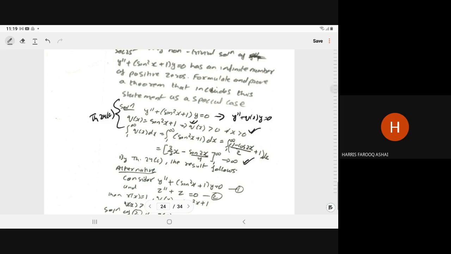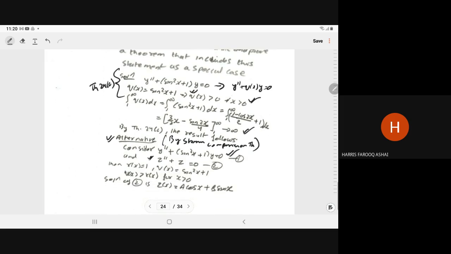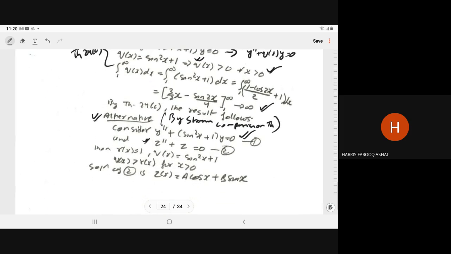And this can also be proved by the Sturm comparison theorem. Alternative way, by the Sturm comparison theorem. For that we have to take another equation. This is the given equation y double dash plus sine square x plus 1 y is equal to 0. For comparing, we are taking another equation, z double dash plus z is equal to 0. This is the very famous equation z double dash plus z is equal to 0.